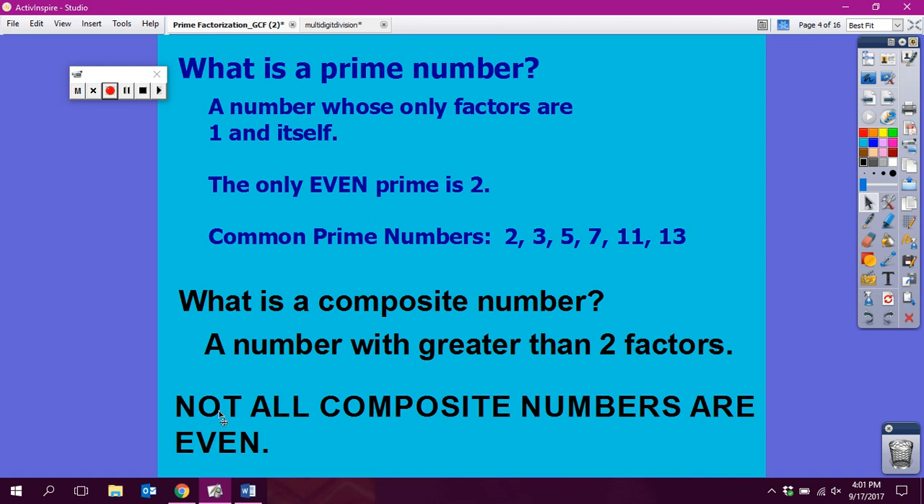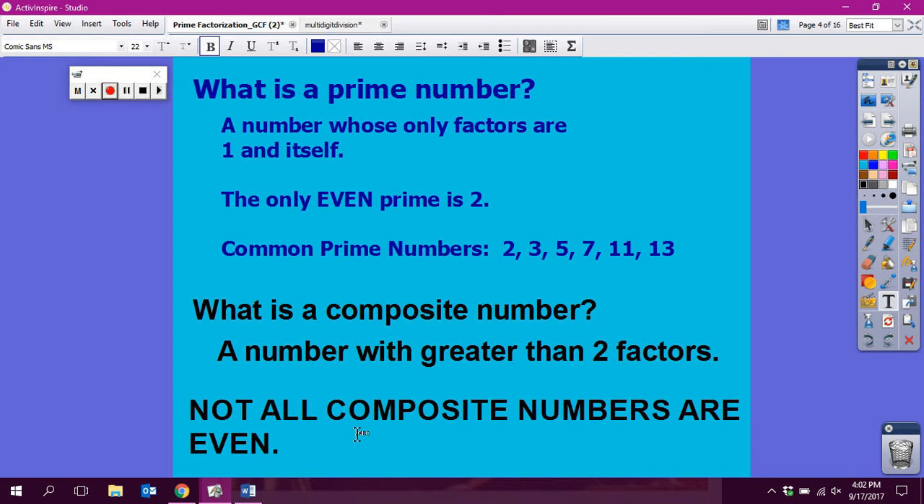A common misconception is that all composite numbers have to be even. That is not true. Take the number 51, for example. 51 can actually be broken down into 17 times 3, as well as 1 times 51. But again, it's got more factors than just 1 times itself.